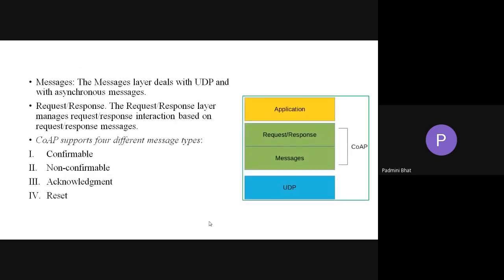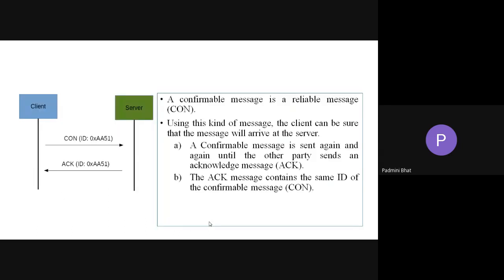Next, messages. Let's see what types of messages we can have. The messages can be for request and response. We can have four types: confirmable, non-confirmable, acknowledgement, and reset. Now a confirmable message is a reliable message. So the client can be sure that the message will arrive at the server. It is confirmed. It is sent again and again from the client until the server responds to it. How does the server respond? By sending the acknowledgement message.